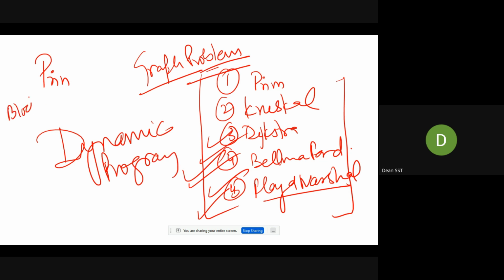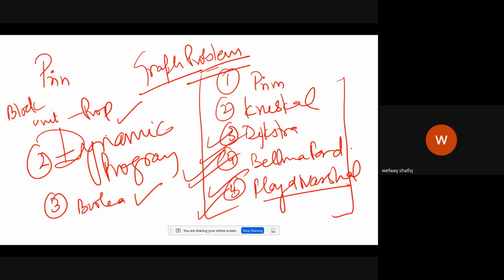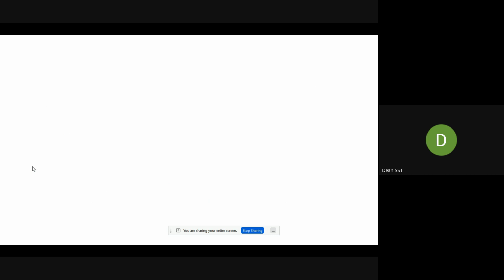In block 1, you have three units. Unit 1 was your proposition, unit 2 is your dynamic programming, and unit 3 was your Boolean algebra. We have already covered the proposition and Boolean algebra. In unit 2 of dynamic programming, you have graph problems. Fine. Is it clear? Now we are doing matrix multiplication.